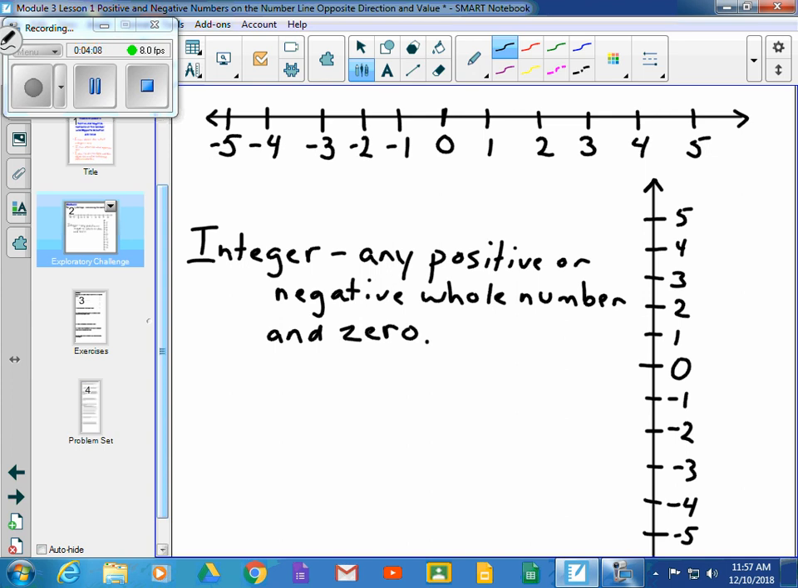So 1 is an integer, 2 is an integer, 3 is an integer. -1, -2, -3 are integers, as well as 0. Integers do not have halves, fourths, or any fraction. They also do not have any decimals. We will get to those in the future, but right now we're going to focus on positive and negative whole numbers and 0.